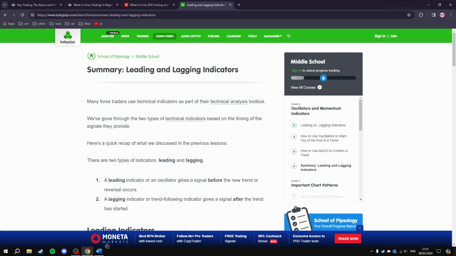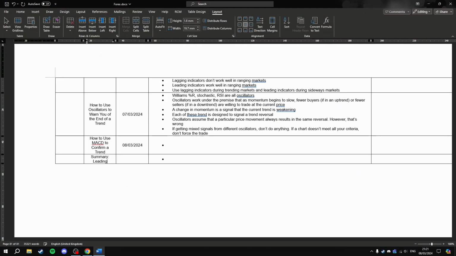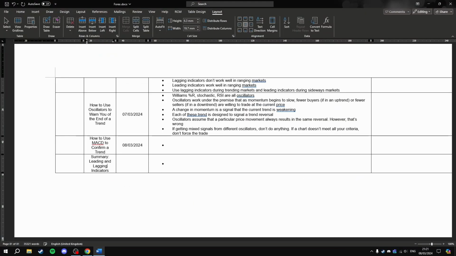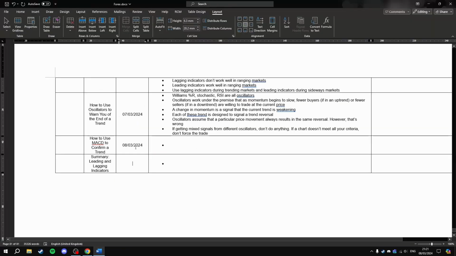Summary: leading and lagging indicators. Date, it's the same date.